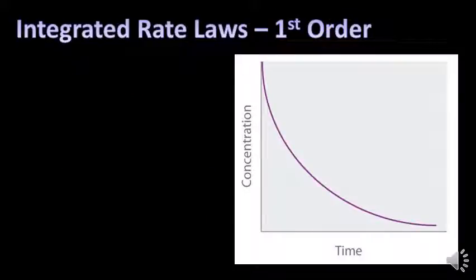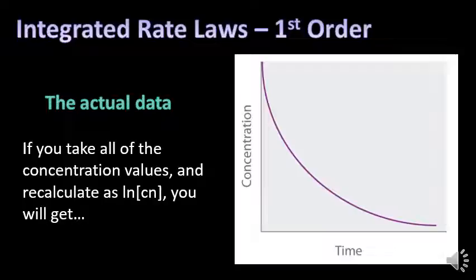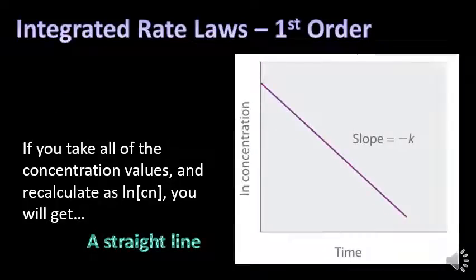Okay, so here's what we have. You take all this data, concentration versus time, and you get this slopey line looking thing. Well, it's really hard to get a nice k value without calculus for this slopey line. But if I take this actual data and recalculate it using the natural log of the concentrations versus time, wait for it, you get this, a straight line.